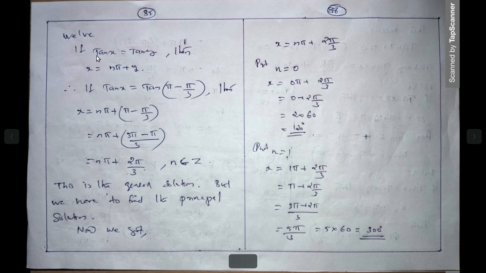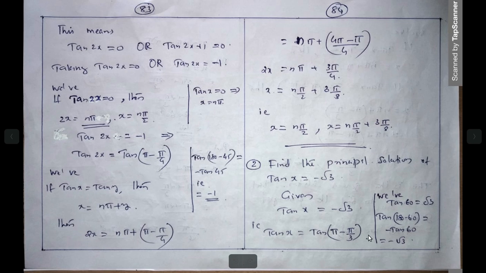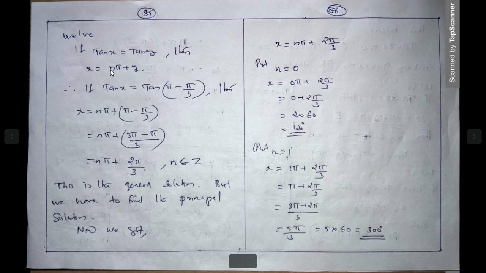Then what is the solution? If tan x is equal to tan y, x is equal to n pi plus y. We learned this by heart from previous page. So if tan x is equal to tan pi minus pi by 3, what is the answer? X is equal to n pi plus y. So instead of y we are using pi minus pi by 3. Right? By cross multiplication we got this answer. This includes n, that is x is equal to n pi plus 2 pi by 3 is a general solution, because this equation contains n.